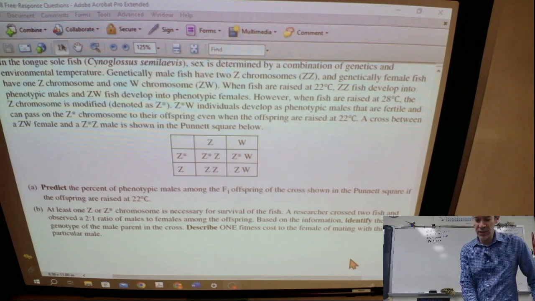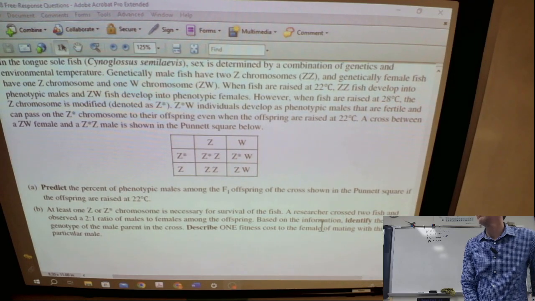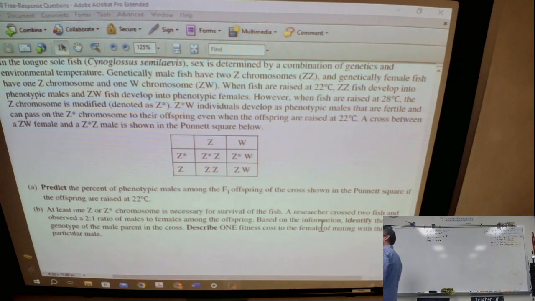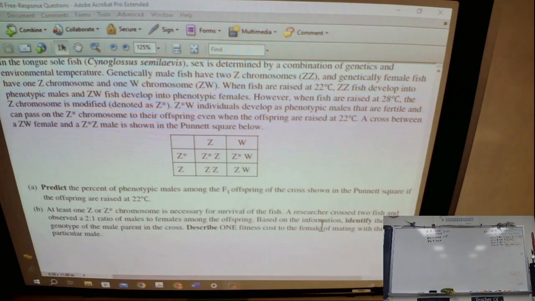This one was, I think, 2018 number 7. 2018 number 7. If you're ever trying to look them up, you just Google AP Bio free response and then the year, and it'll bring it up. If you do just the year, it'll give you all of them. This year there were 8, so it'll give you all 8 free response questions.